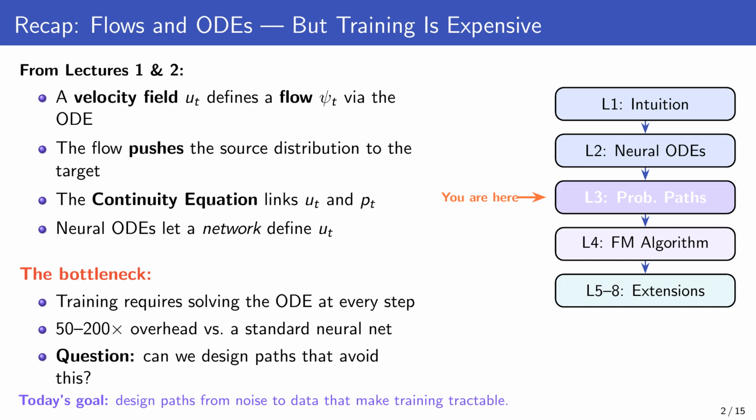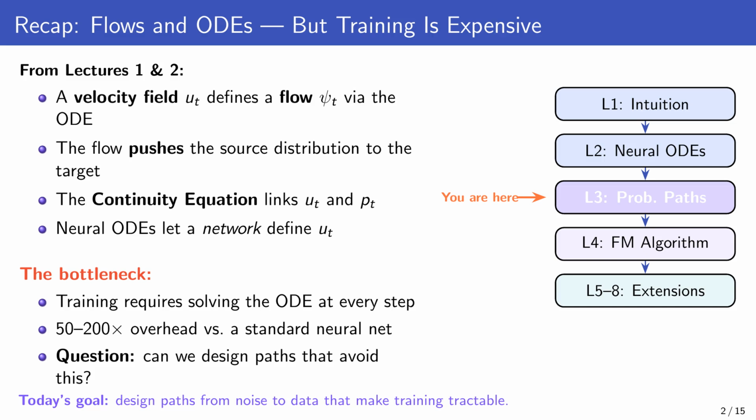But we hit a wall. Training a neural ODE requires actually solving the ODE at every gradient step, which means 50 to 200 forward passes through the network per training iteration. That is impractical for anything beyond toy problems. So today's question is, can we design the path from noise to data in a clever way that sidesteps this bottleneck? The answer is yes, and the key idea is to work with probability paths that we can write down explicitly without ever needing to solve an ODE to construct them.